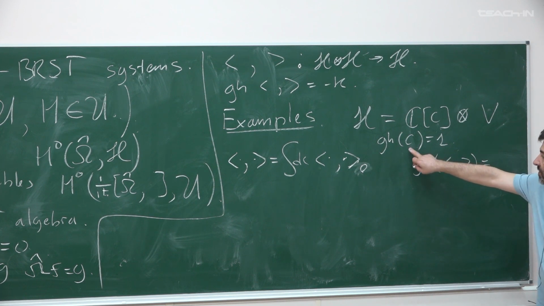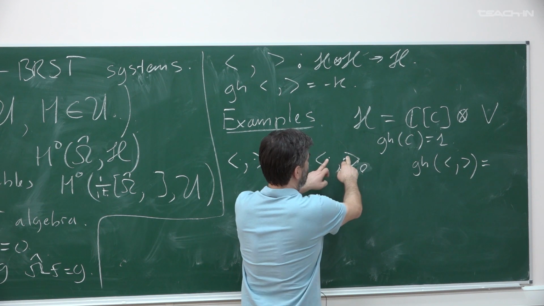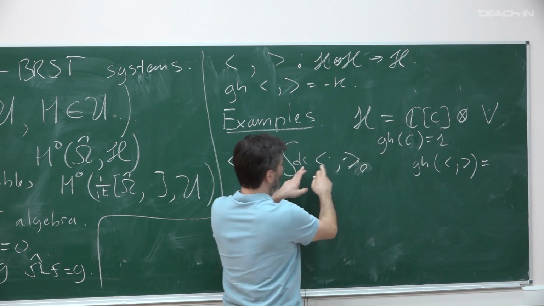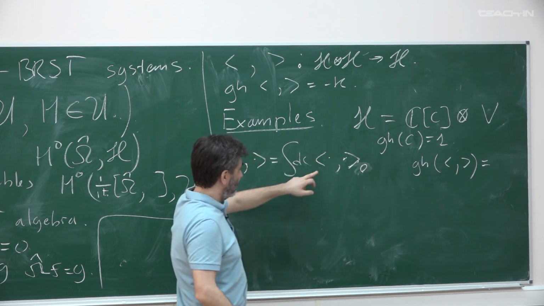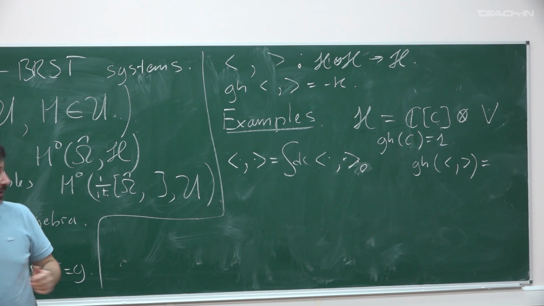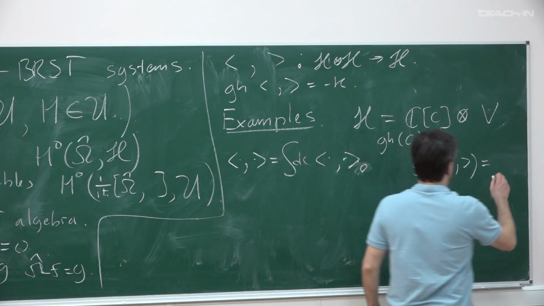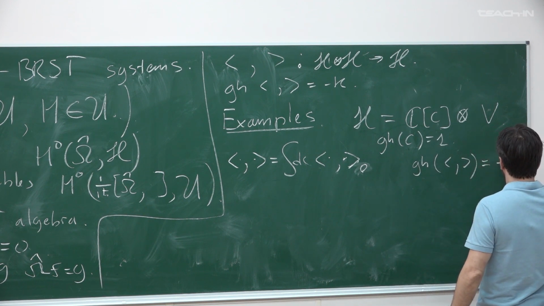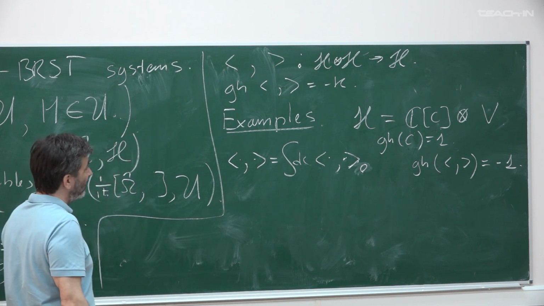So the degree of C is 1. This is a formula. So I substitute, because it's a tensor product, right? I evaluate this, and then I take the integral over C. So what is the ghost degree of this inner product? It is -1, right? Because this integral kills 1 and C, so it lowers the degree by 1. So this is -1. Yeah, that's quite a typical situation.